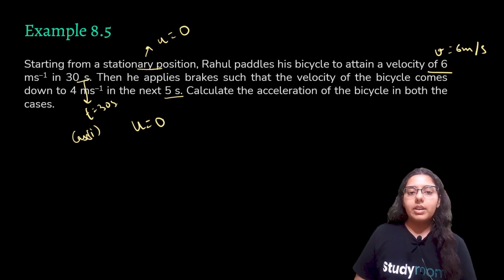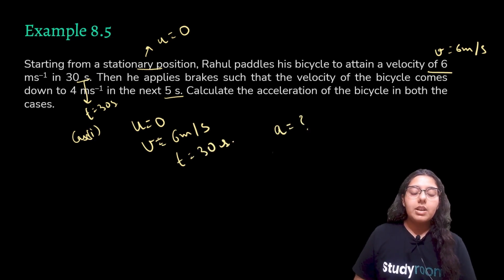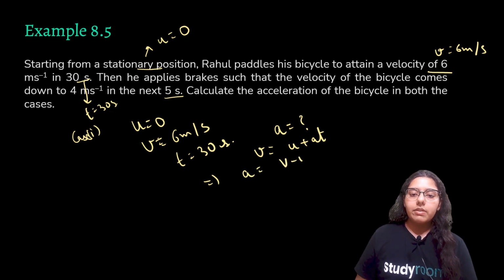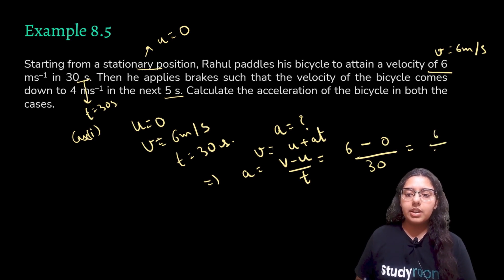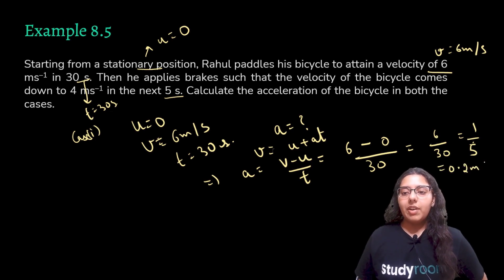Rahul paddles the bicycle to attain a velocity of 6 meter per second, correct? So, our final velocity becomes 6 meter per second and the time is 30 seconds, right? So, what is our acceleration? Acceleration we have to find in the first case. We know that v is equal to u plus at, which implies a is equal to v minus u by t, right? So, what is our v? Our v is 6, u is 0, t is 30. So, our acceleration is 6 by 30 and that is 1 by 5 and it is equal to 0.2 meter per second square. This is your case 1.